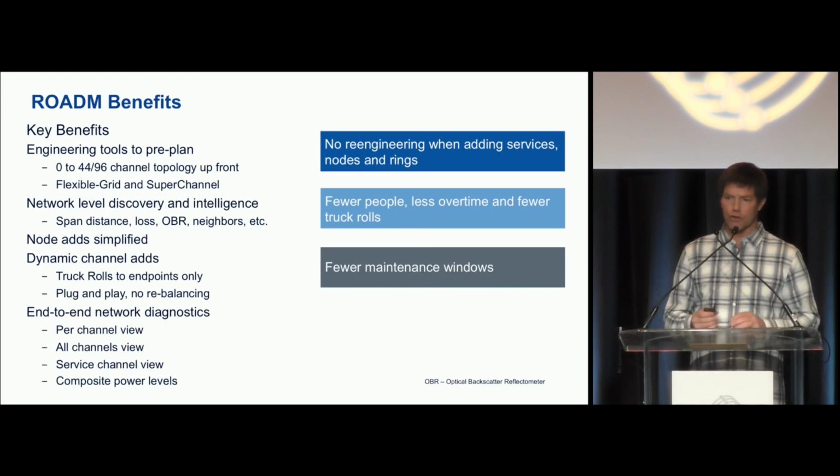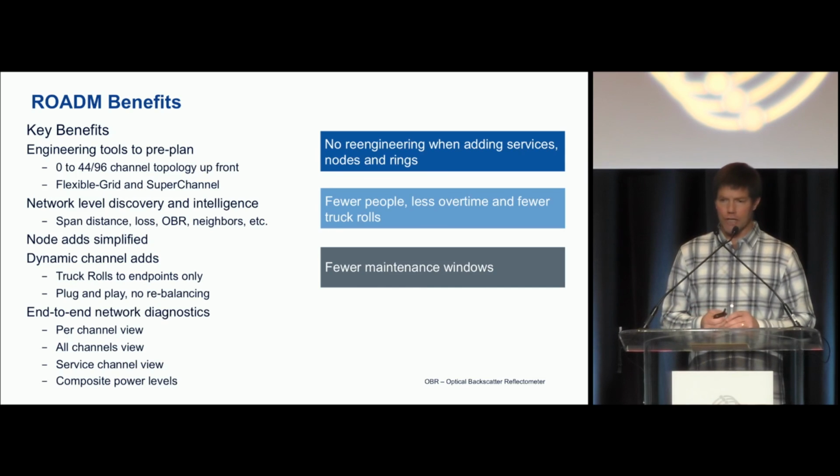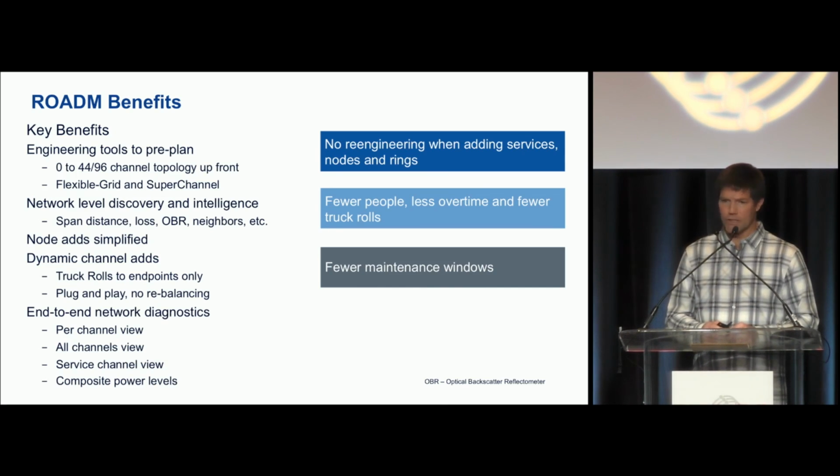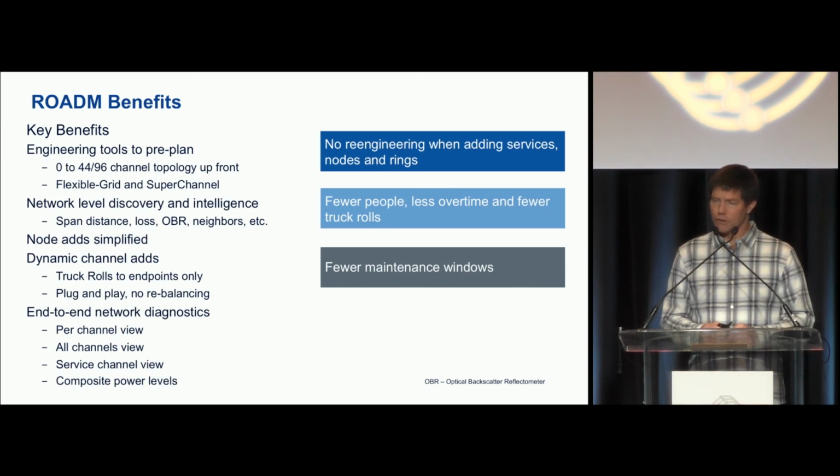The network level topology discovery allows you to know span distance, loss, optical backscatter reflectance, to know if you have an issue with fiber or something else, and your adjacent neighbors to be able to do provisioning of wavelengths across the network. And again, nodes are added very simply, and the dynamic channel adds mean truck rolls are only needed at the endpoints of the network. I don't have to do anything at any intermediate nodes or at the core of the network. Everything is plug and play.